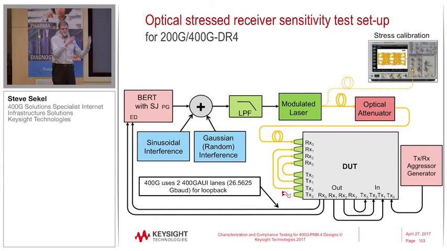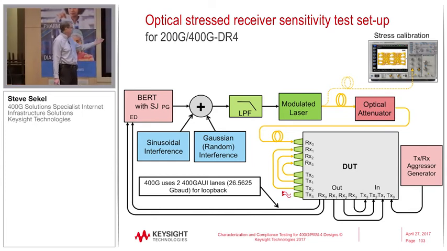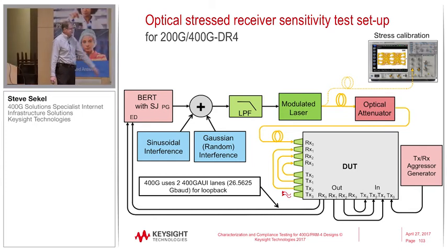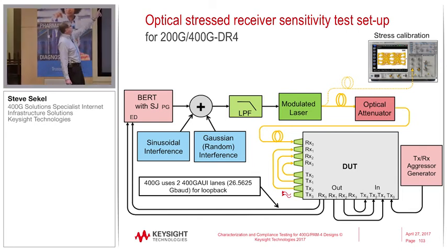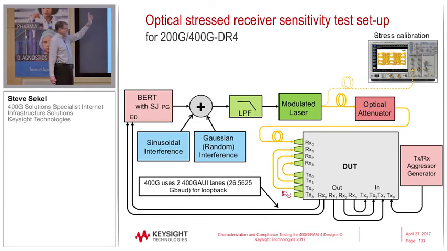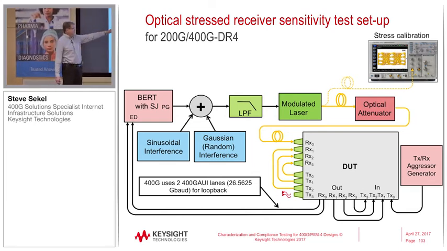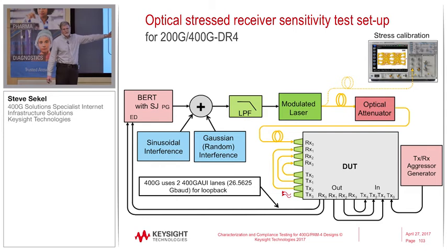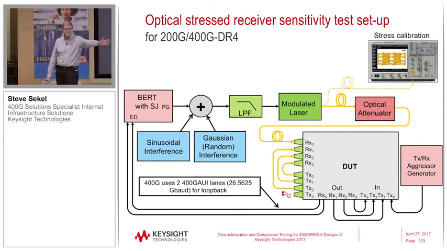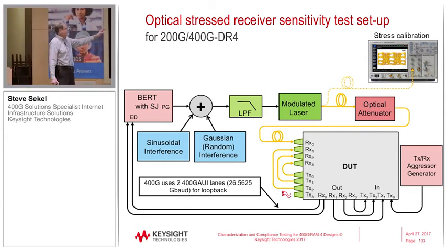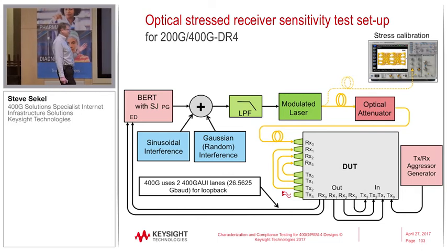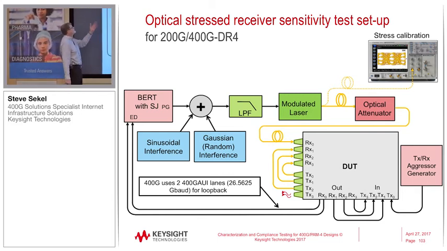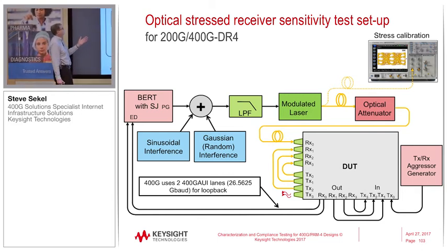Again, Jonathan did work on this part as well, got rid of the limiting amp, and specified the SI and the LPF, which are necessary. Now, there is a difference between 200 and 400 because there are always 4 lanes on the optical side. It's always DR4, even in 200G. But as I said, it's optically 56 gigabaud in the 400G case, and 26.56 in the 200 case.